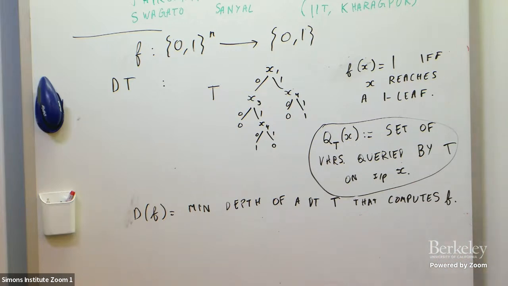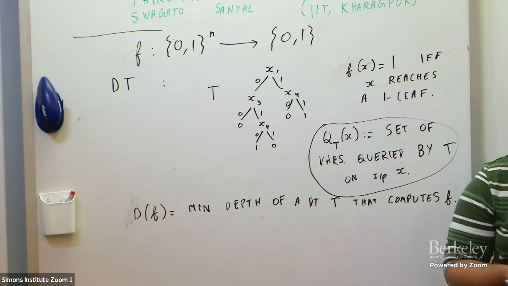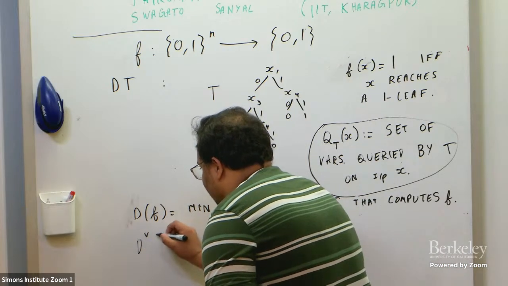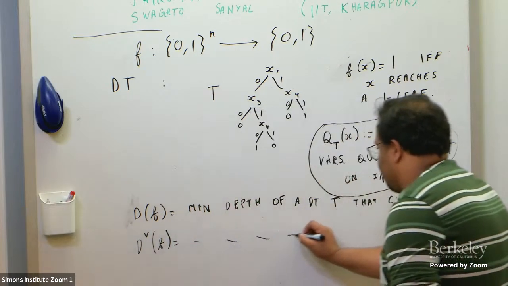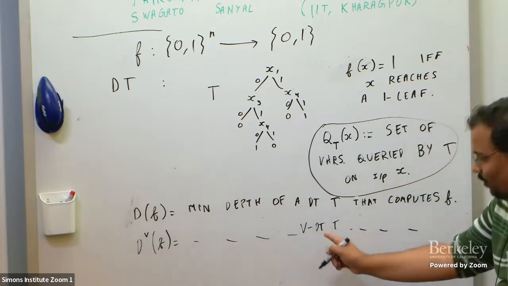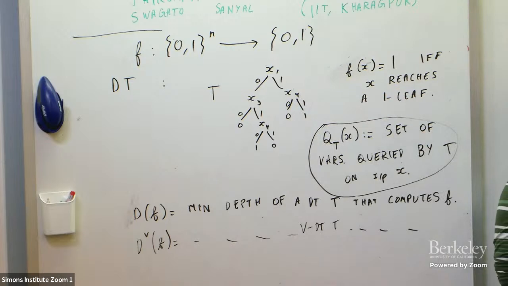Now we can talk about some generalizations of decision trees, and the generalizations that we care about are those where an algorithm is allowed to query more general functions than simply the variables of the input. One particular example is where an algorithm is allowed to query ORs of arbitrary subsets of the input. This I'm going to denote by D_OR(f), for OR decision trees. An OR decision tree is just like a decision tree, but instead of nodes being labeled by variables, you allow nodes to be labeled by subsets of the inputs.